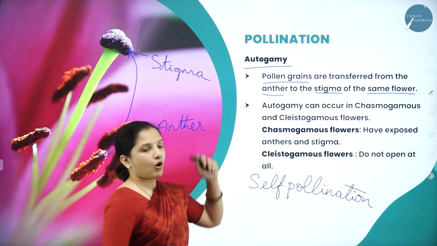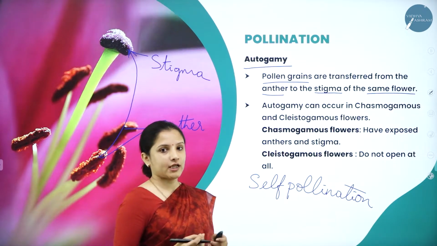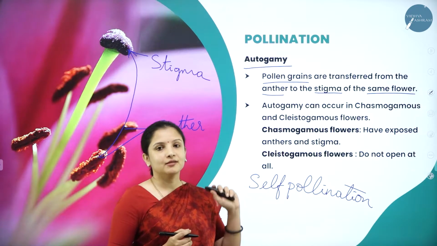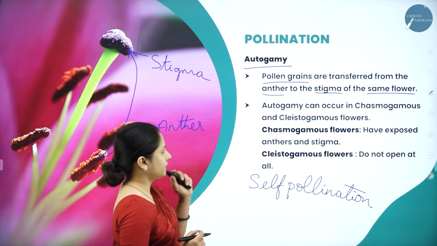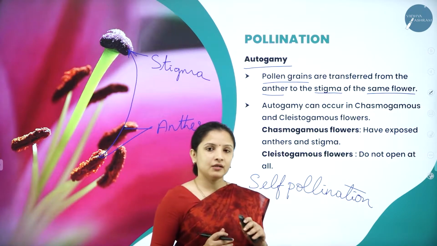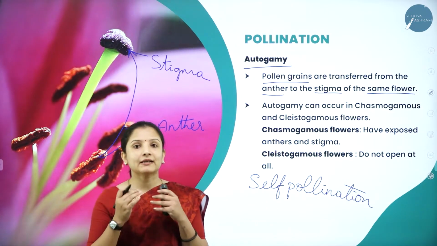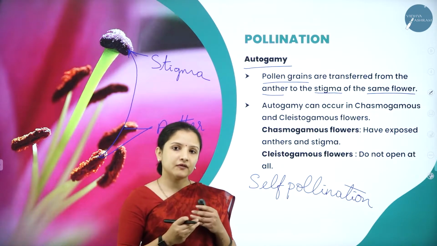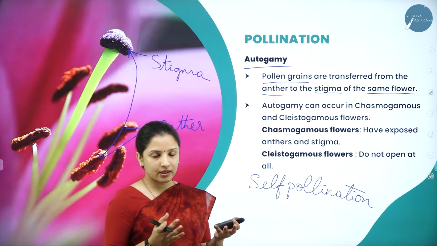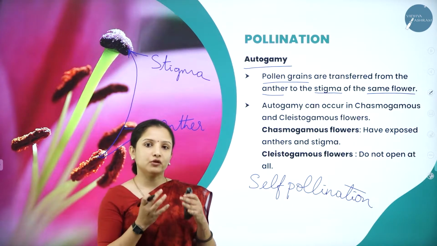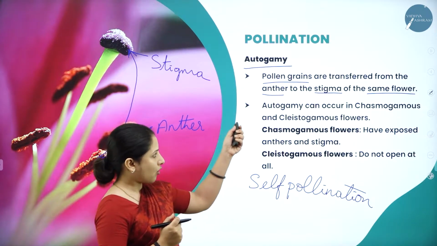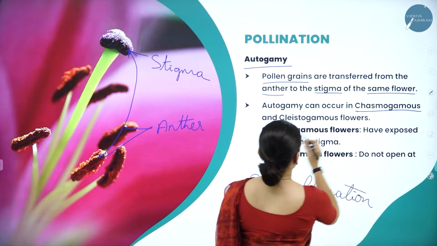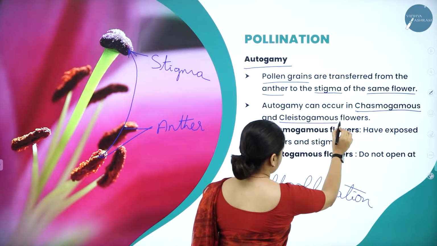So, in autogamy or self-pollination, the pollen grains are transferred from the anther to the stigma of the same flower. Autogamy or self-pollination can take place in two types of flower. Here, the flower can either be open type or closed type. So, autogamy can occur in chasmogamous flower and cleistogamous flower.